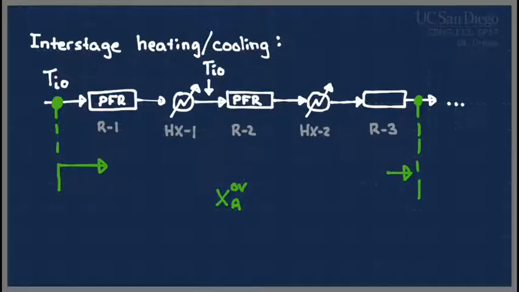So it heated up in the first plug flow reactor, then our heat exchanger cooled it back down to where it used to be at TI0. Goes through reactor 2, heats back up because it's reacting. Then we send it through heat exchanger 2 and cool it back down to its inlet temperature.